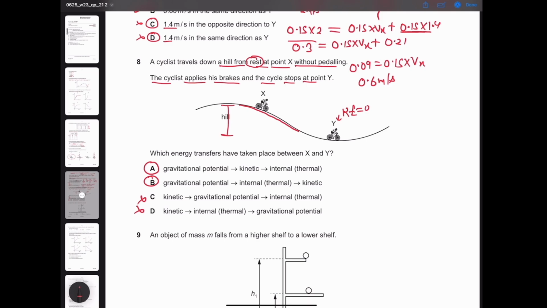So gravitational potential, then kinetic, then just think about it. When brakes are applied, heat generates, right? So answer should be A. The mistake some students will make is that, oh, here we have gravitational potential and at the bottommost point, kinetic energy is the highest. So they will directly pick the option gravitational potential, then kinetic. It is wrong. In this case, they are telling you it is coming to rest here. So it should be zero kinetic but more thermal. So answer is A. Now, question number 9.